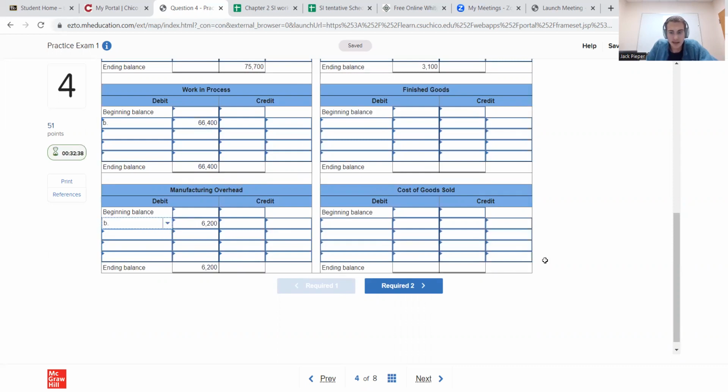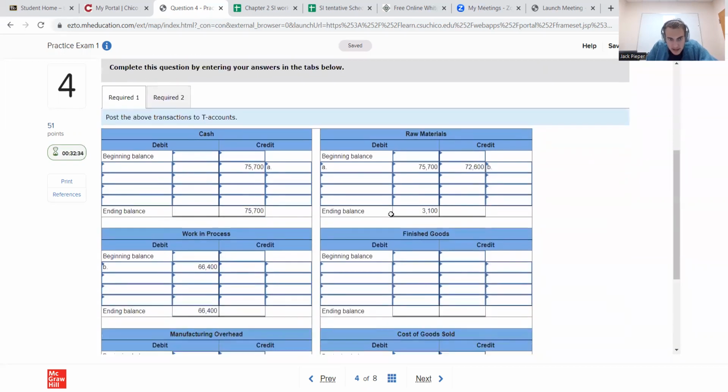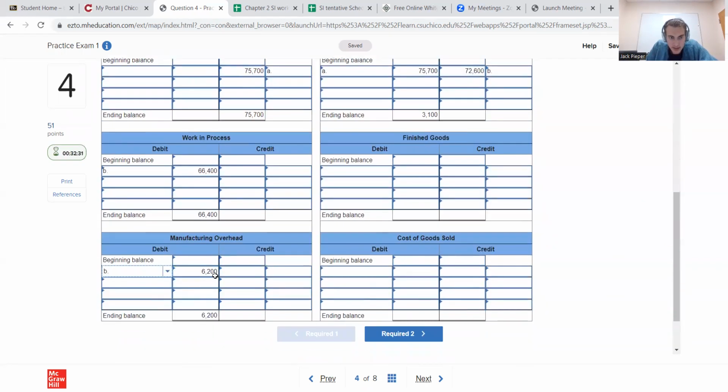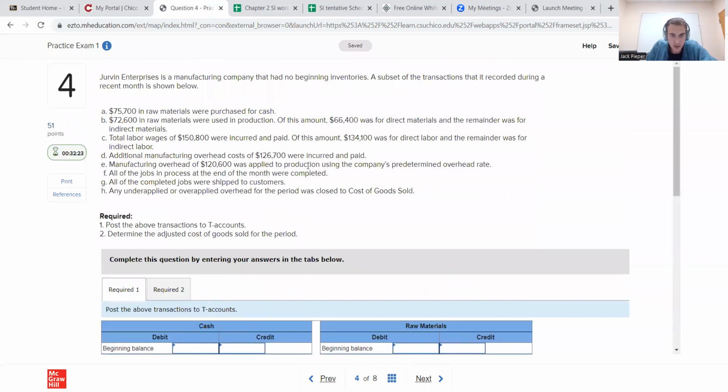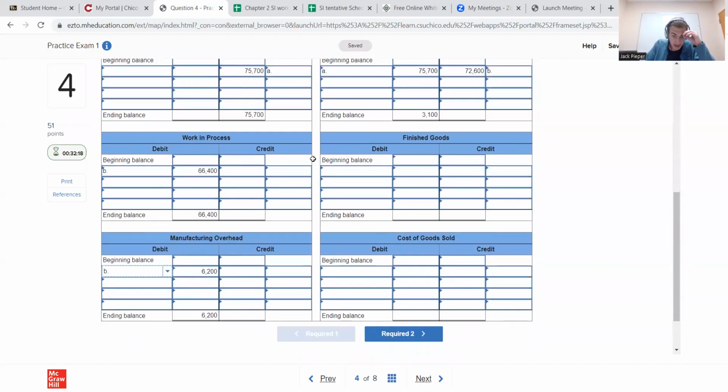All right. So do you see how our debits and credits matched? We had the 72,600 leave, 66,400 went to the work in process, and the 6,200 went to the manufacturing overhead. Both of these debits match that credit in terms of value. Cool.